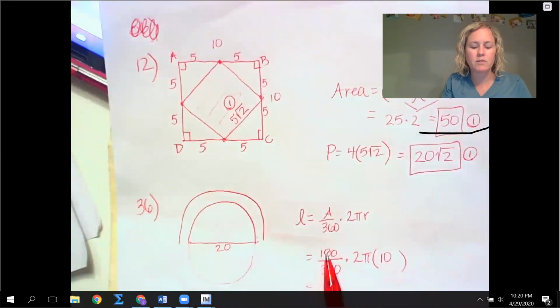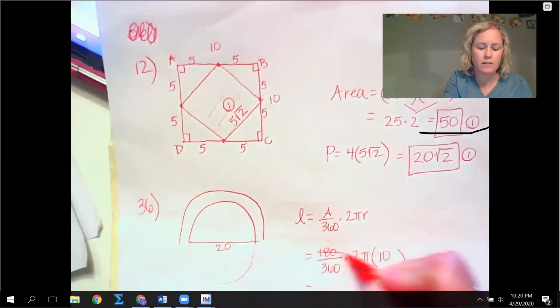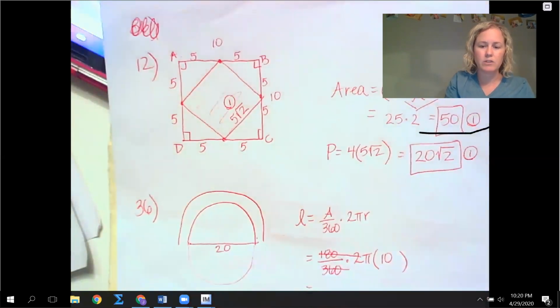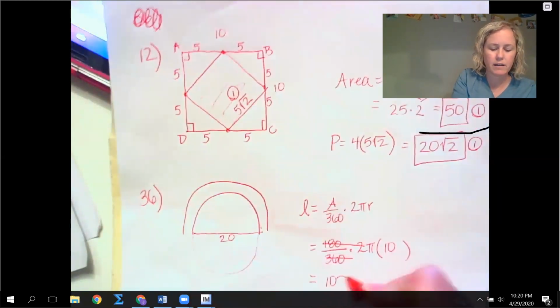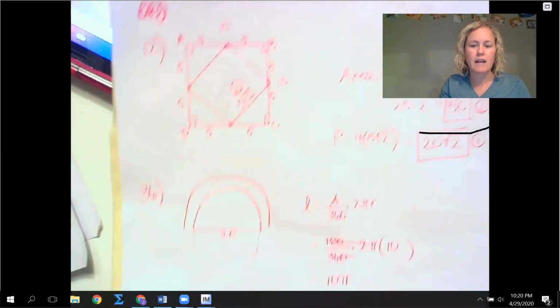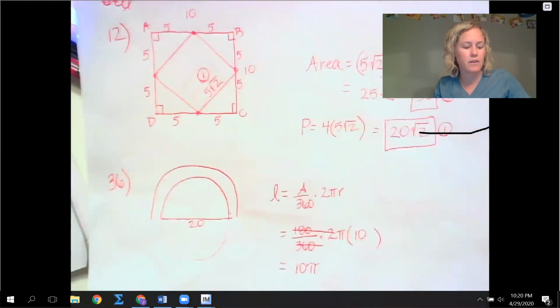Okay, 180 times 2 gives me 360. So that cancels with the 360, and we just end up with 10 pi. Okay, now I need to find the length of the other arc.